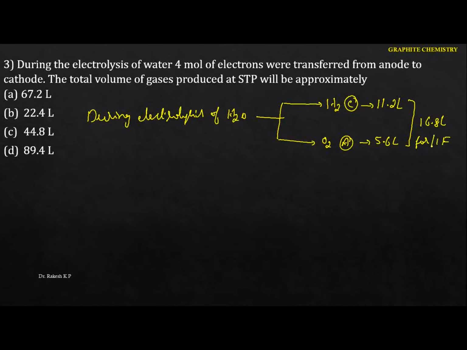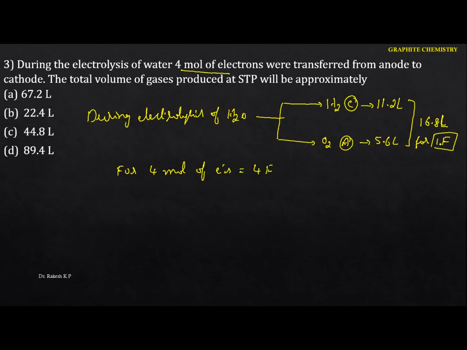That means on passing 1 Faraday of current, it liberates 16.8 liters of gas. That includes the volume of the hydrogen as well as the oxygen here. But here what we passed is 4 mole of electrons, which is nothing but 4 Faraday.